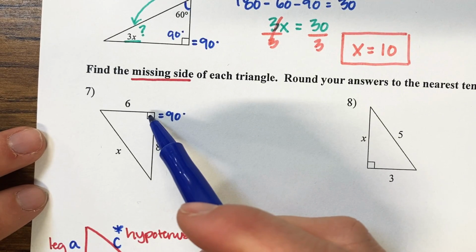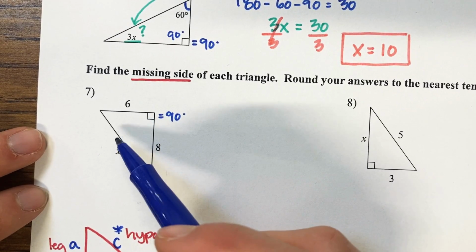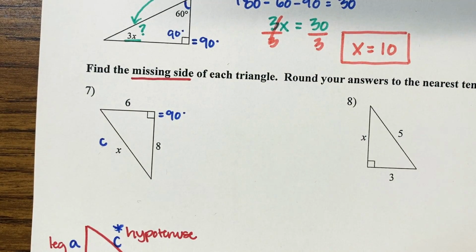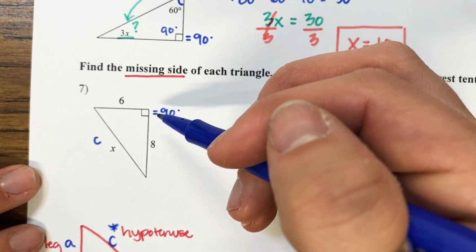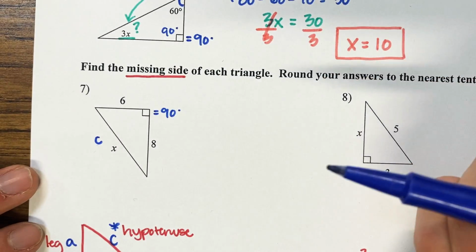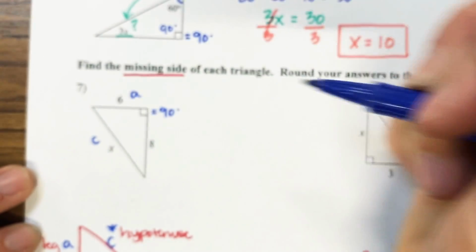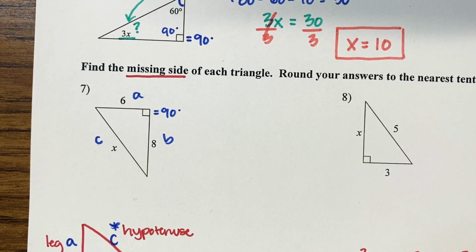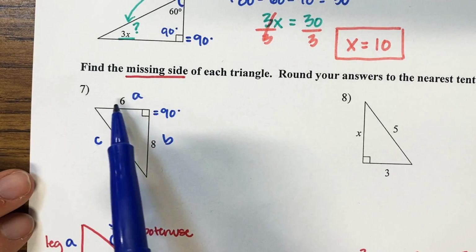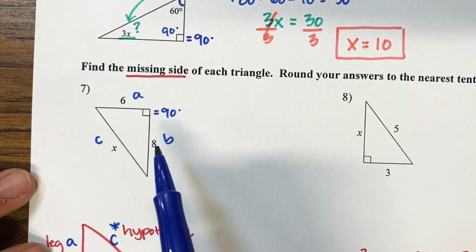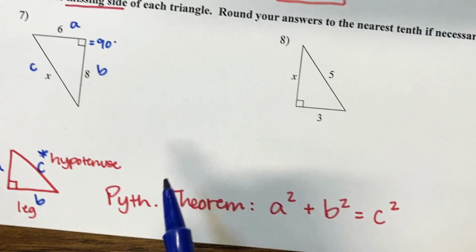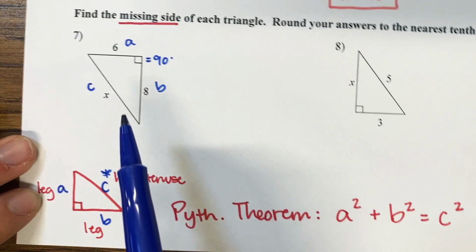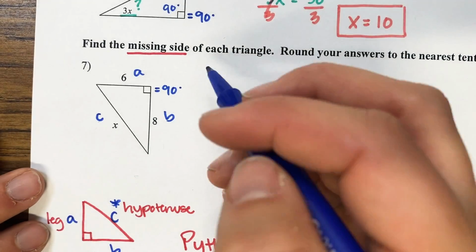So first of all, find your right angle. Across from it is our C. So I know that X is actually going to be C. Okay, well remember the legs, they can be A or B. So we can label 6 as A, 8 as B. Doesn't really matter. Okay, well now knowing these, that 6 is A, 8 is B, we can plug those into our Pythagorean theorem to solve for C, or our missing side. Okay, so let's go ahead and do that.